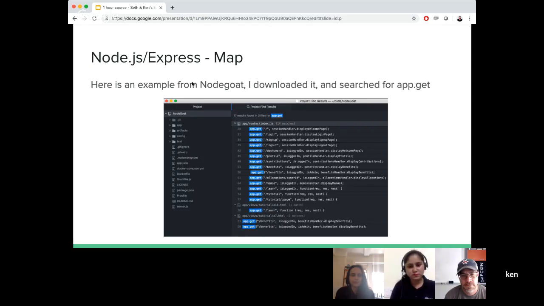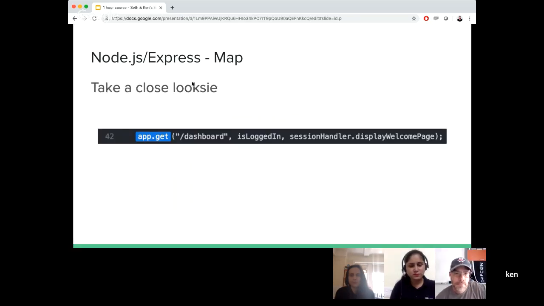So I know that's where I need to start looking. You can see on this right here, and I know I'm going really fast. I'm sorry, I'm just trying to cram this all into a short period of time. But for instance, if you analyze one of these routes, I can see that for the request to /dashboard, there is this function called isLoggedIn. That's the middleware that gets called prior to sessionHandler.displayWelcomePage.